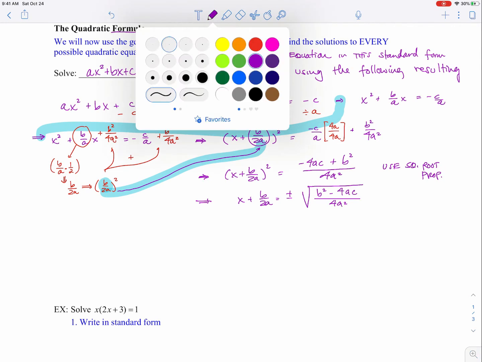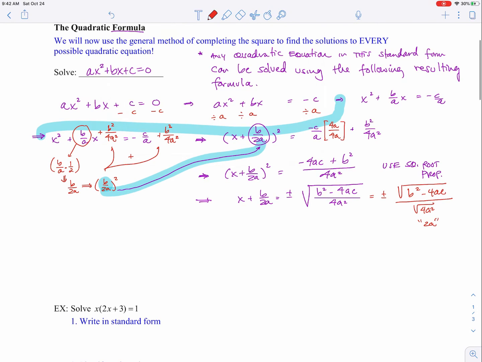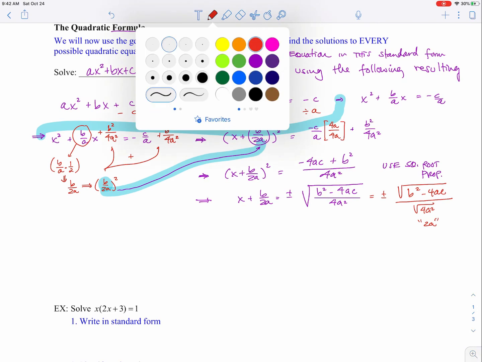And the next thing I'm going to do here, like we've been doing in the past, is write that as two radicals. The radical of the numerator, square root b squared minus 4ac, divided by the square root of the denominator, which is the square root of 4a squared, which is really just 2a. And so we're on the home stretch now.